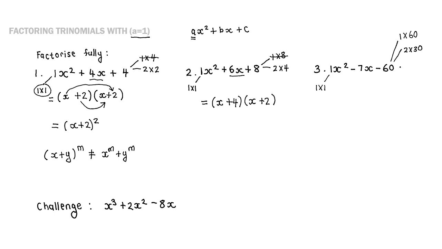Okay, so if we divide 60 by 3, that will give us 20. If we divide it by 4, that will give us 15. And if we divide it by 5, that will give us 12. And lastly, if we divide it by 6, that will give us 10. And we can't divide it by 7.